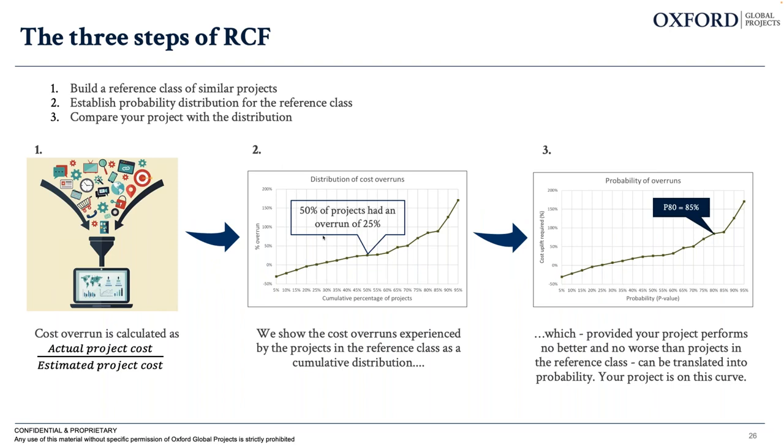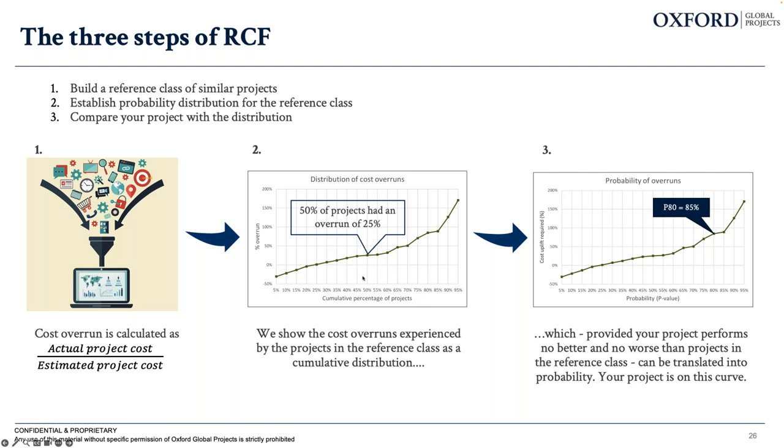You build a reference class of similar projects. So here is an example of just looking at the cost overruns, so estimating the cost. You take actual project cost from previously completed projects and estimated project cost, and then you have a ratio. So the first one is to collect the data for a representative reference class of past completed projects. Then you get that ratio. You can then show the cost overruns experience by plotting the ratios as a cumulative distribution.